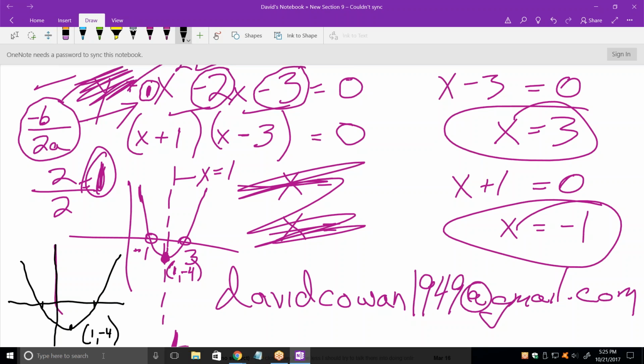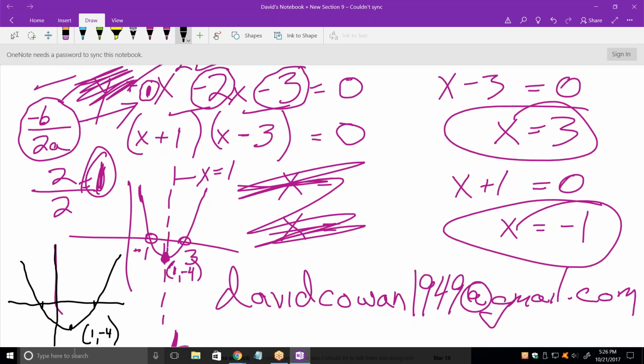Now, if your teacher wants 5 points, it's easy enough to get the 5th point. But you really only need 3 points to graph it. In other words, you can't just graph the vertex and draw a parabola.